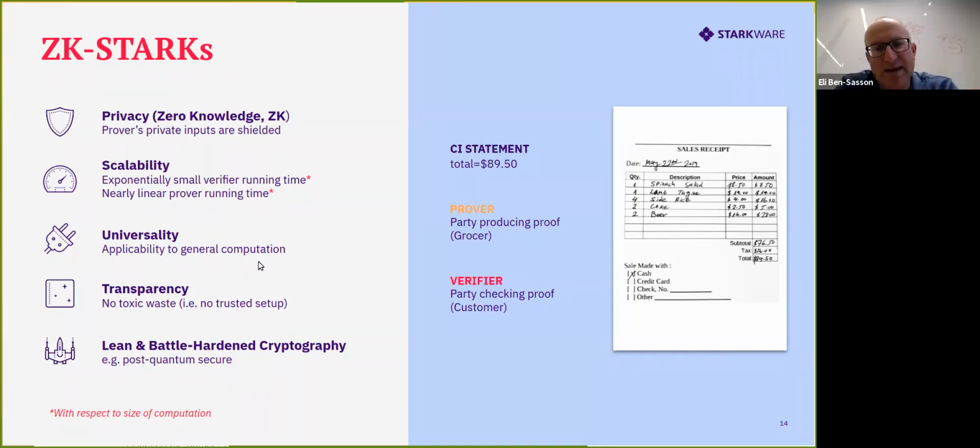The last thing which some ZK Starks have, and the ones that we at StarkWare develop, is that you have lean cryptographic assumptions. What the security of the system is based on is basically the existence of some collision-resistant hash function. You're not assuming anything that is number theoretic. All of your systems are post-quantum secure, and they're also pretty efficient because you use a very efficient cryptographic primitive. Okay, let's go to the next slide.